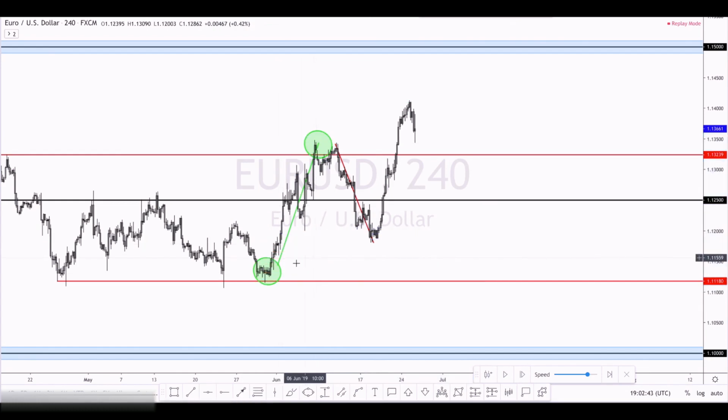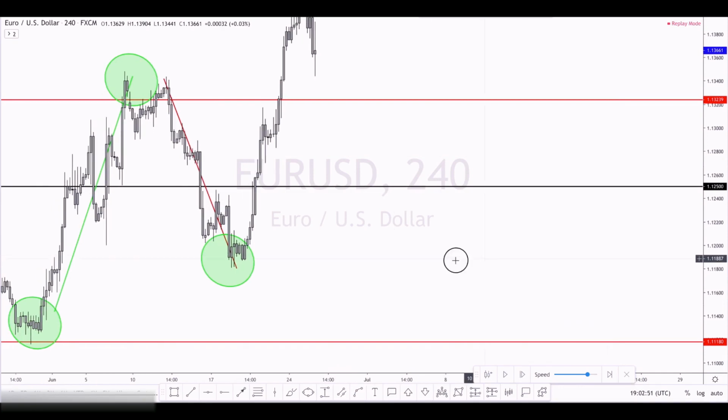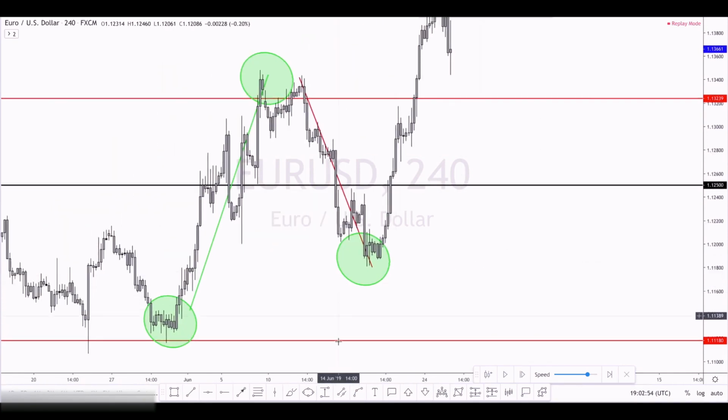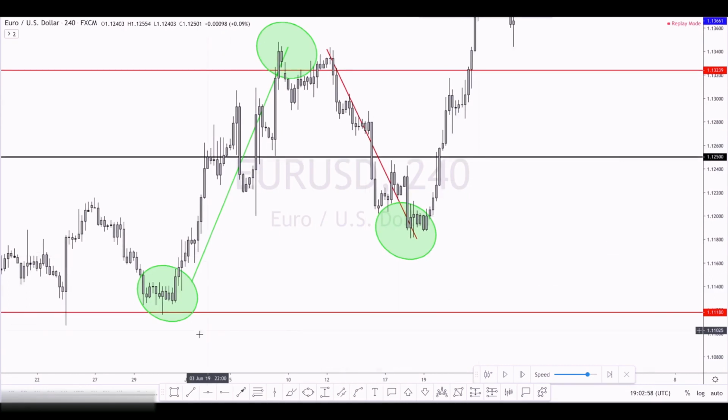Let's just take this fib off again. So we see that higher low come in here. Again, I really want to show you guys how finite price can be. So look at the turning points in price. So that's what I mean by the actual characteristics of price.